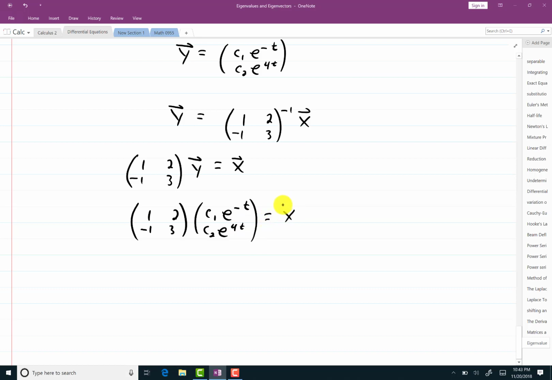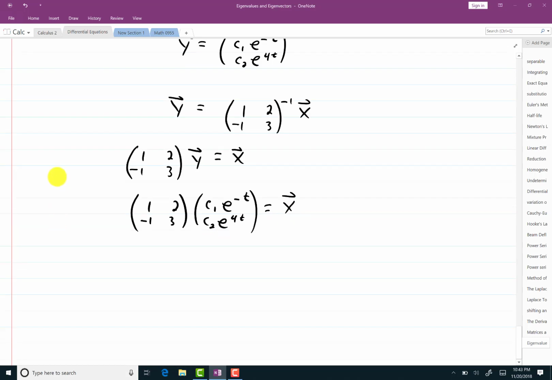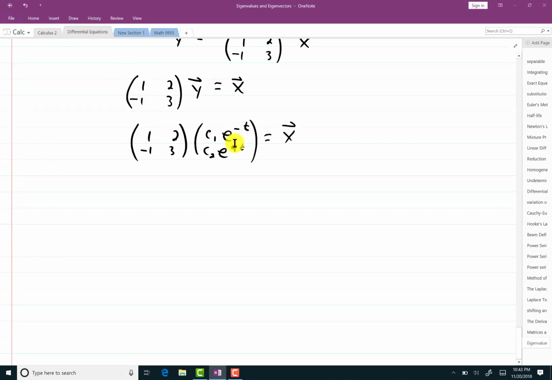And this is the solution to the system of differential equations. Let me actually multiply this through. Something you should remember from your days of doing matrices is that this is a 2 by 2 matrix, 2 rows, 2 columns, and this is what they call a 2 by 1 matrix, 2 rows and 1 column. When I multiply them together, I will get 2 rows and 1 column. So let me go ahead and actually do that.